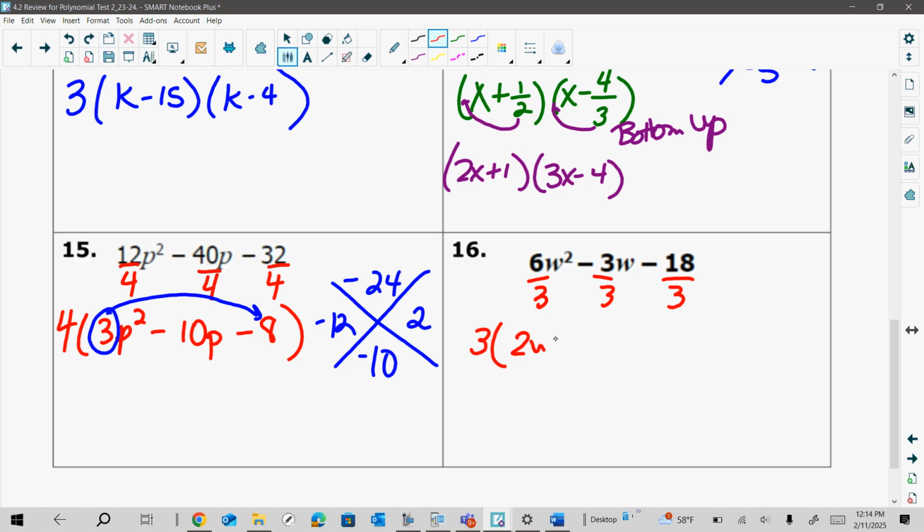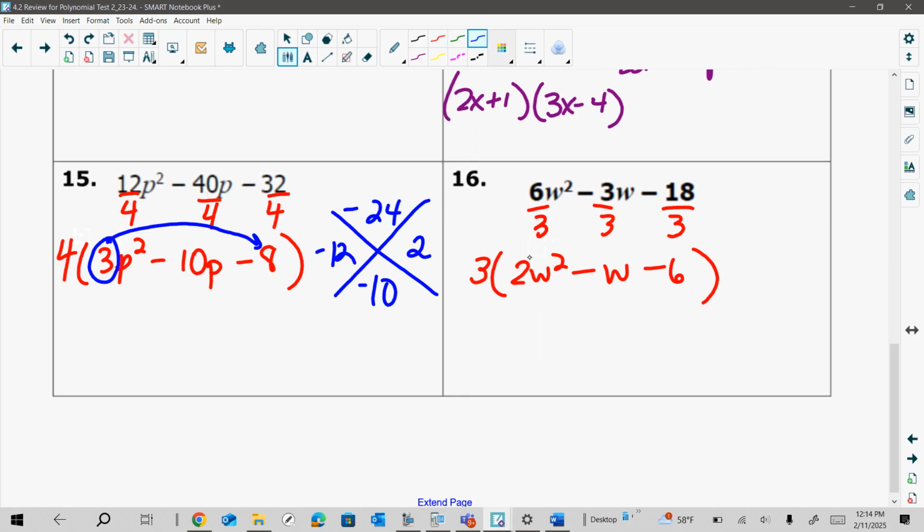So I'm left with 2w squared minus w minus 6. Back to doing what we did previously. There's a 2. Slide and multiply. That's a negative 12. Factors of a negative 12 with the sum of a negative 1.